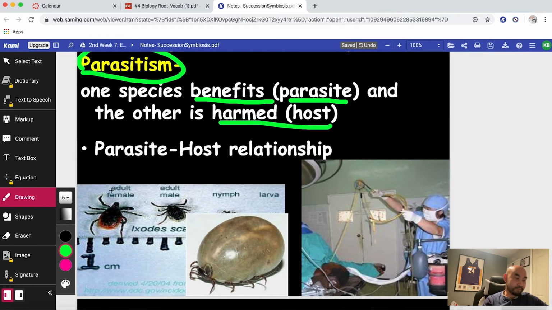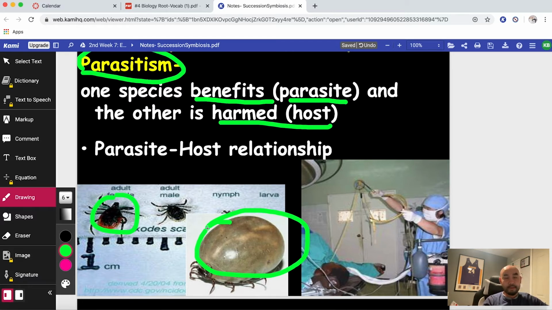For example, look at the picture. You have a flea. The flea sticks onto dogs and pets. So how does the flea benefit? Well, it sucks the blood, its food. But does the dog benefit anything? No. The dog actually gets hurt. So the flea is what we call a parasite, and the dog is what we call a host.